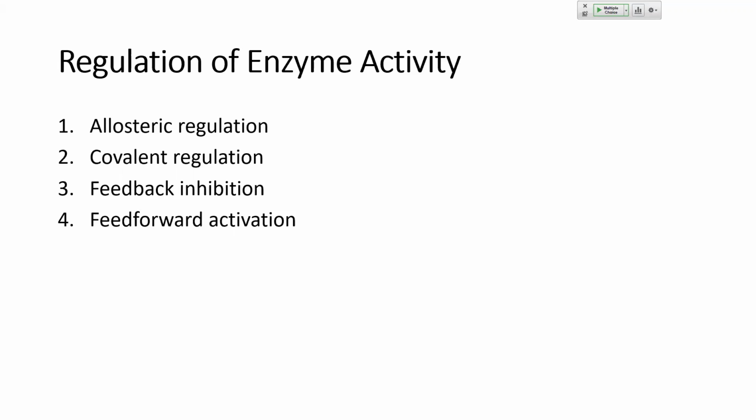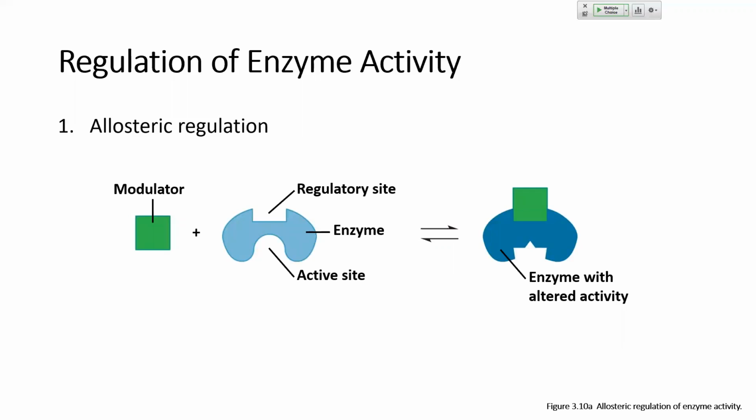We want them to be regulated based upon need. So we only want, for example, lipase to be working if there are fats to be broken down. If there aren't any fats, we need to turn lipase off. So these four mechanisms are how we regulate enzymes, basically how we can turn them on and turn them off depending on needs in the body. So the first one is allosteric regulation.